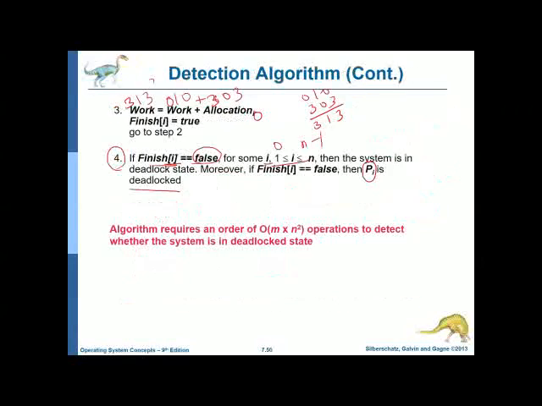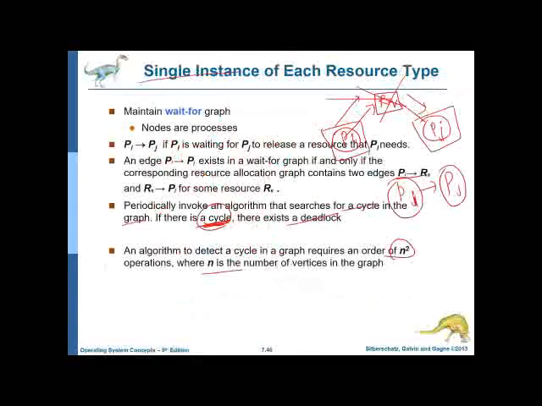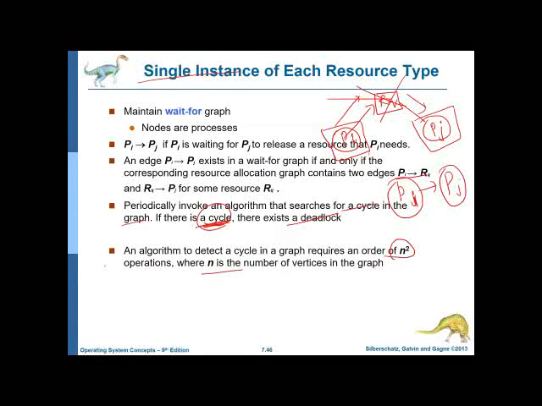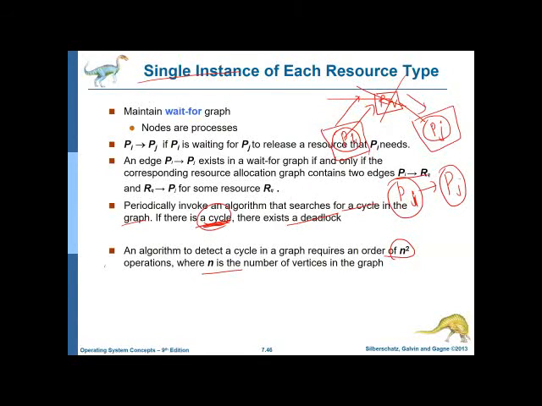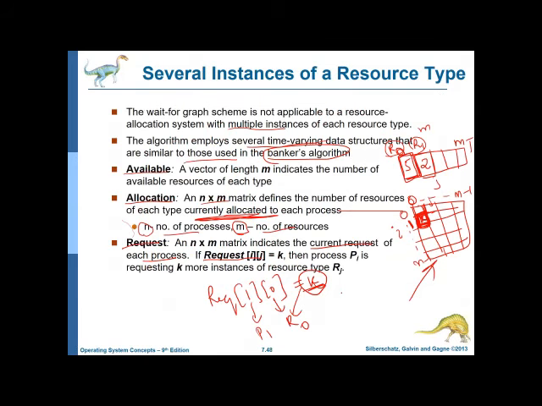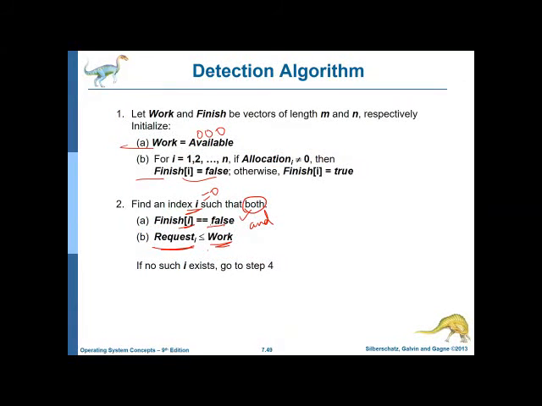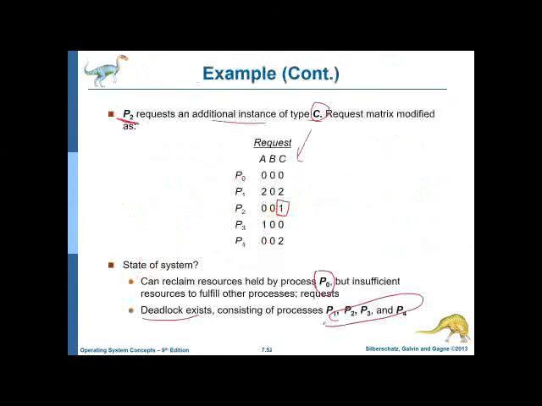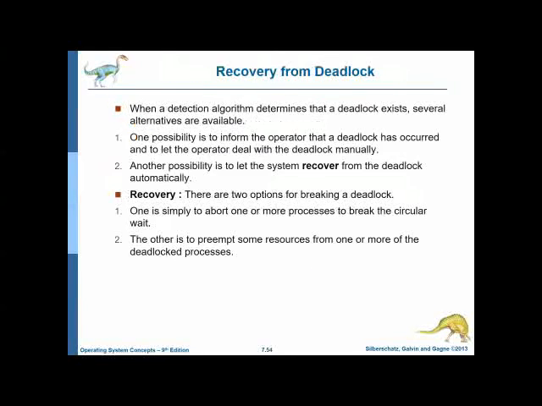Now, next we have to look at recovery. Before coming to recovery, just a revision. We learned what deadlock detection is, and when a single instance is there, how we draw a wait-for graph, which is derived from a resource allocation graph. It's a shorter version of that. If there is a cycle in the wait-for graph, that means there is a deadlock. Suppose you have multiple instances, then you have an algorithm similar to the Banker's algorithm, based on which we can find out whether a deadlock exists or not.